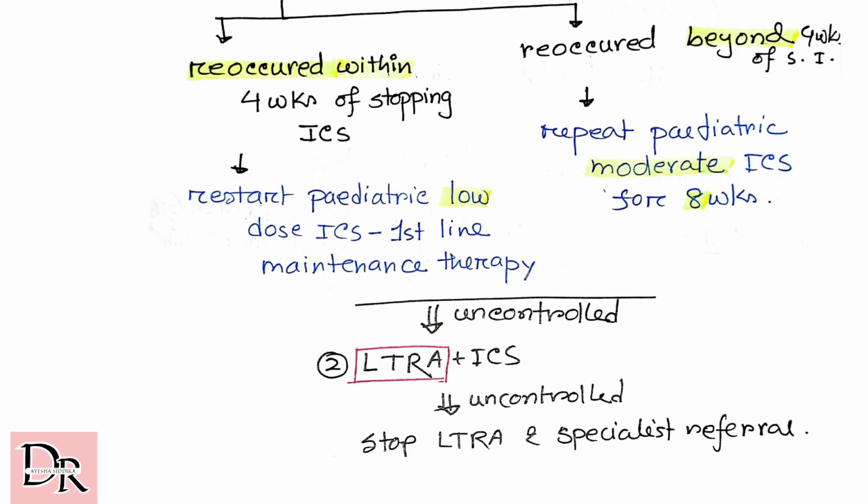And if it is uncontrolled after giving ICS and SABA, then we will give montelukast. And if it is still uncontrolled, then we will stop the montelukast and refer the pediatric patient to a specialist, in the case of children less than 5 years.